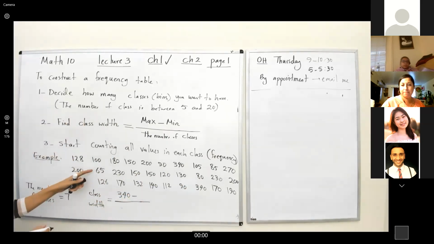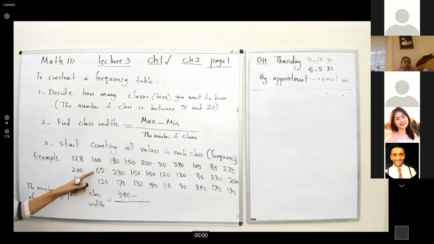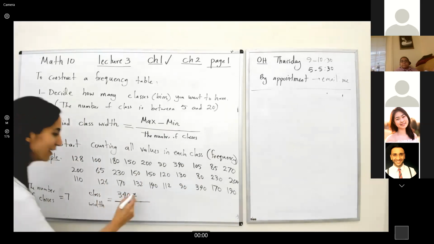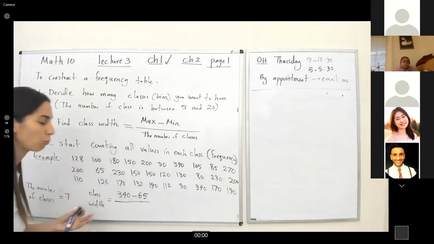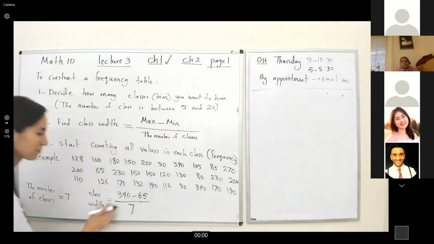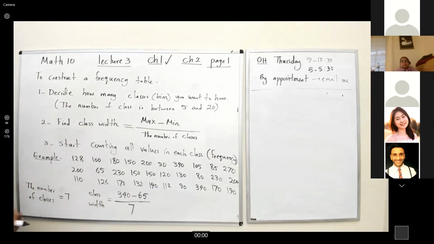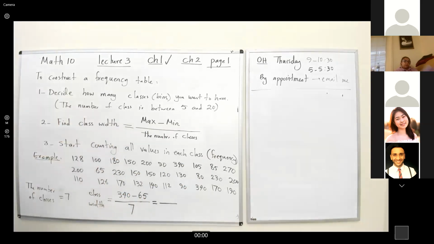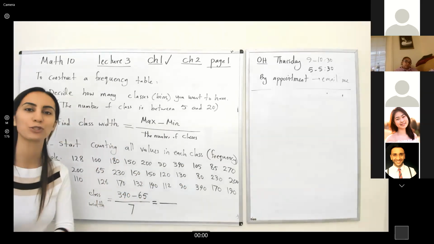Minimum value. 80? Maybe 65. Oh no, 65. Yeah, we have to just look for the whole thing. 65. What goes on the denominator? The number of classes, which is 7. Okay, so let's do the calculation here. What goes on the numerator? What is your calculation?